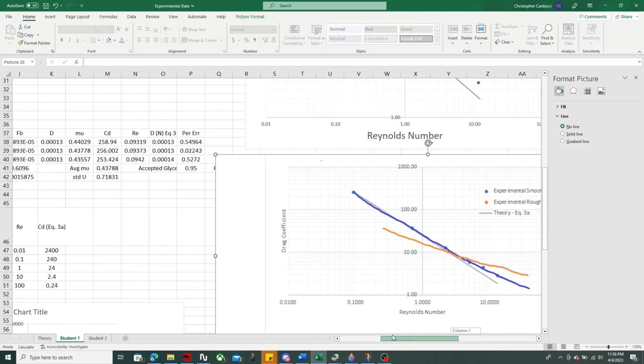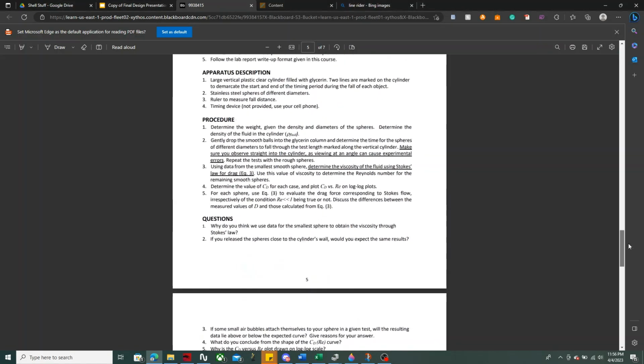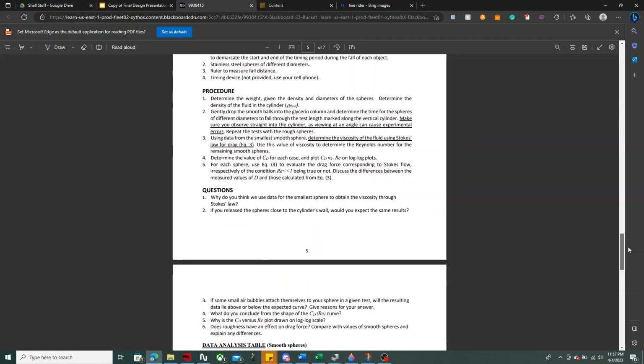So there is that. Oh, I wanted to quickly go through the further discussion questions, because there are some pretty hard questions to answer, right? So why do you think we use data for the smallest sphere? You better answer with the Reynolds number, so help me. It's literally a chief condition. If you release the spheres close to the cylinder's wall, would you expect the same results? This is actually a pretty involved question, and it's something you can use the theory from Lab 3 to answer.